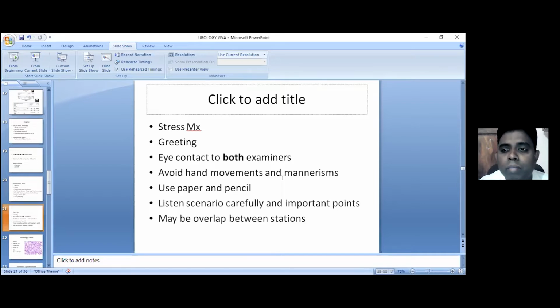Listen carefully, because there may be some important points. The patient was on warfarin, that kind of thing. So listen to the question. A patient with Down syndrome. Listen to that question. That is important, right?